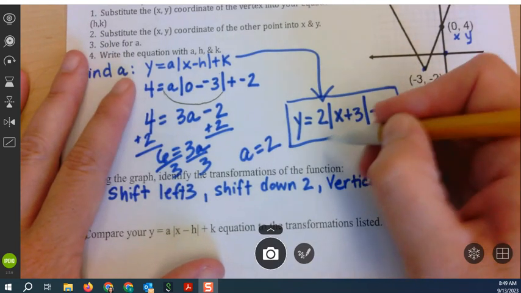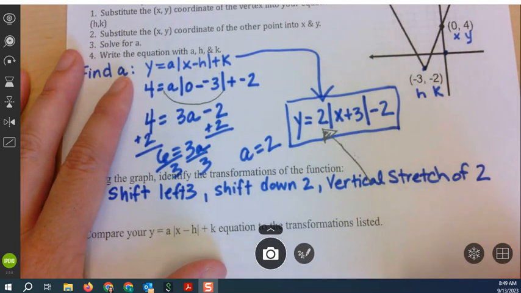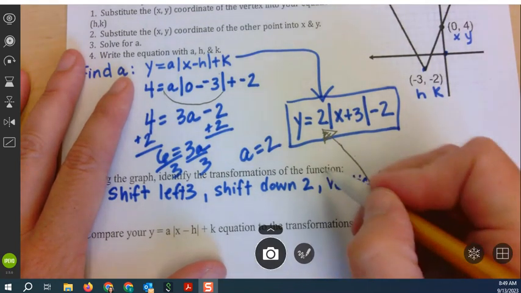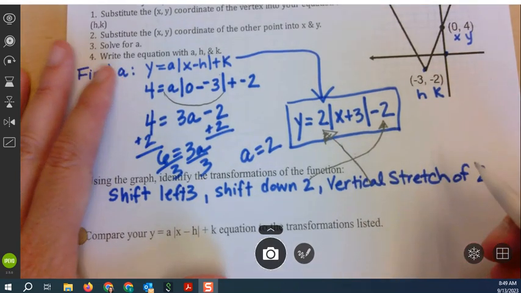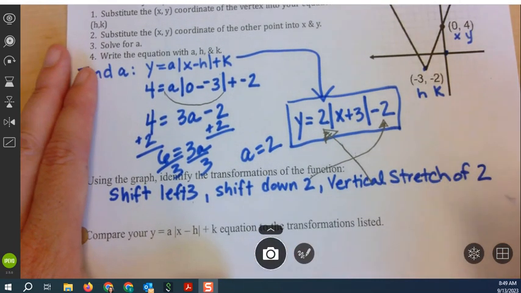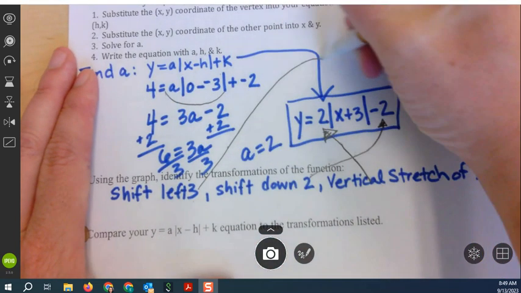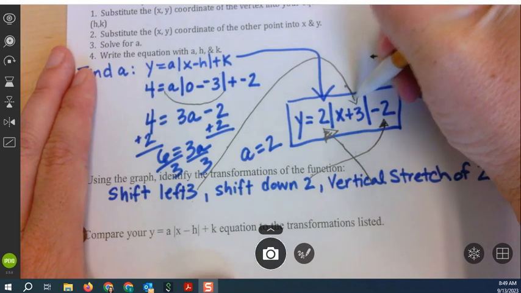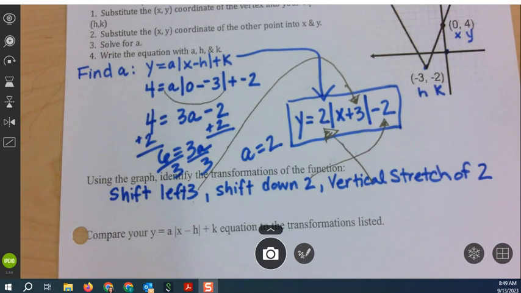Okay, so we said the vertical stretch of 2 is this 2 right here. That means that the shift down 2 is this one right here, minus 2. And then the shift left 3, you should have remembered that's going to be inside the absolute value. There we go. There's my shift left 3. All right, so it's good to be able to identify which part of the equation creates which transformation. It'll just make you a little bit quicker, so you don't have to always graph things in Desmos to know how it's going to transform.